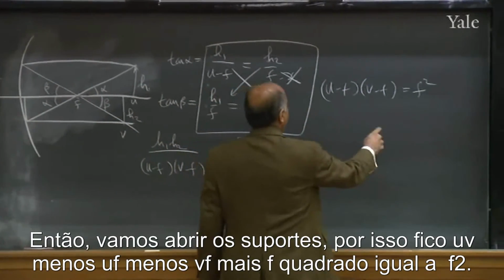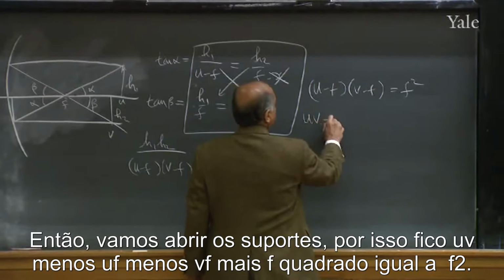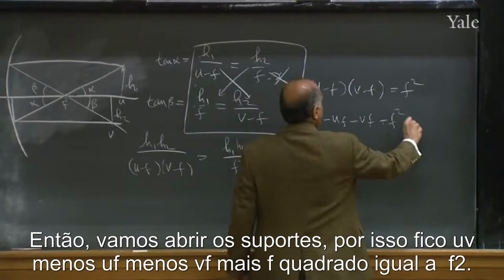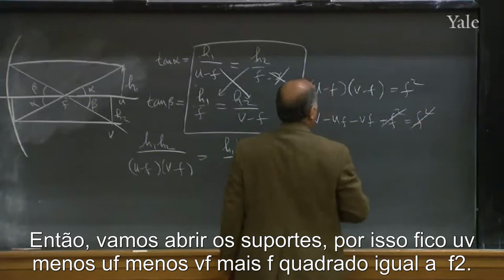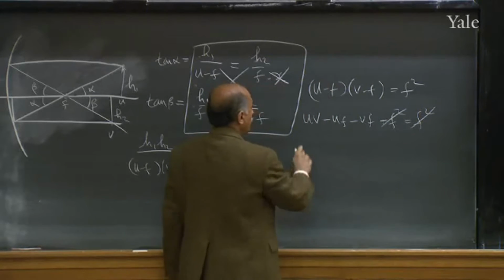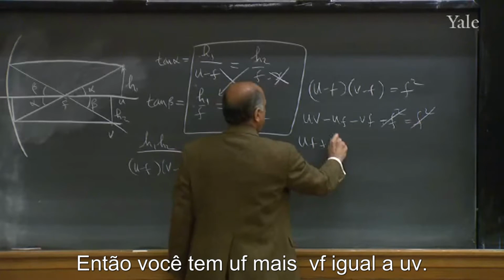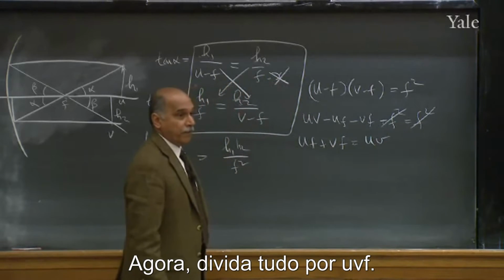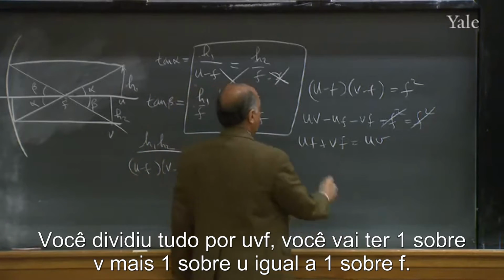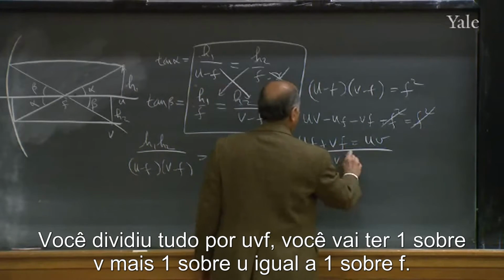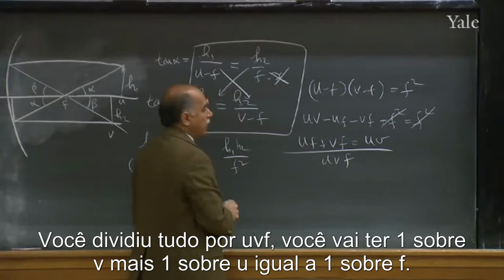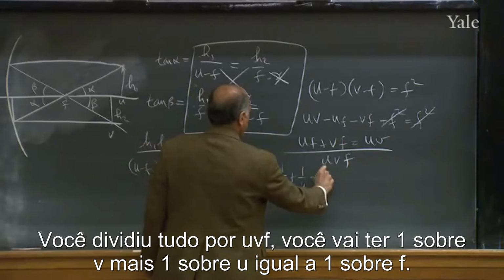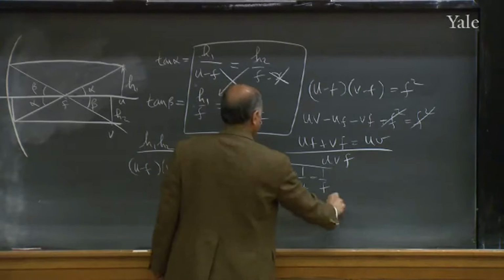So let's open out the brackets. So I get uv minus uf minus vf plus f squared, equals f squared. You cancel that guy. Then you get uf plus vf equals uv. Now divide everything by uvf. If you divide everything by uvf, you'll get 1 over v plus 1 over u equals 1 over f.